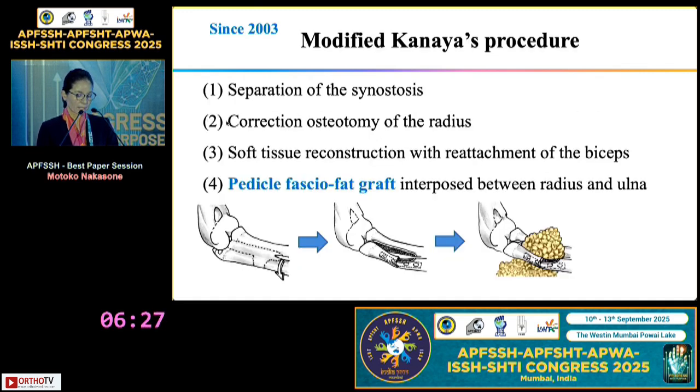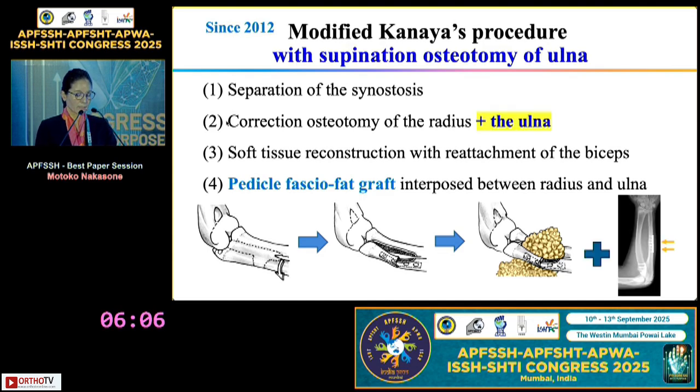Since 2023, we have performed a modified Kanaya's procedure. This modification was designed to make the original Kanaya procedure simple. Instead of fully vascularized fascial fat graft, we used the pedicled fascial fat graft. Since 2012, we have further modified the procedure by including supination osteotomy of the ulna.